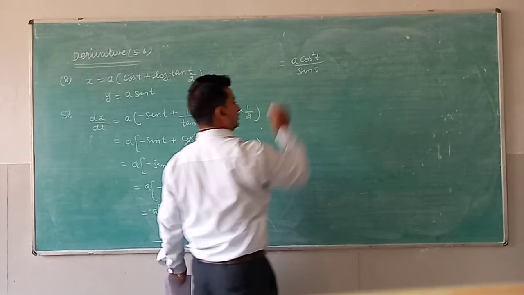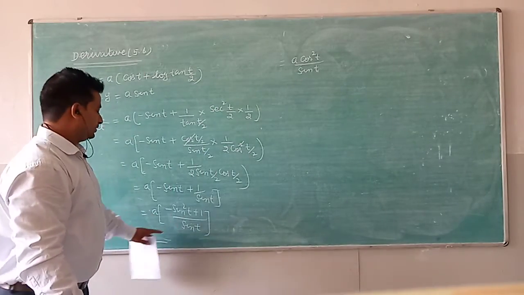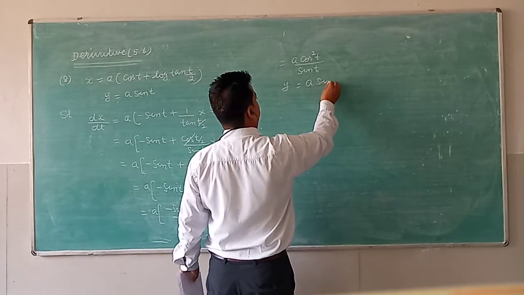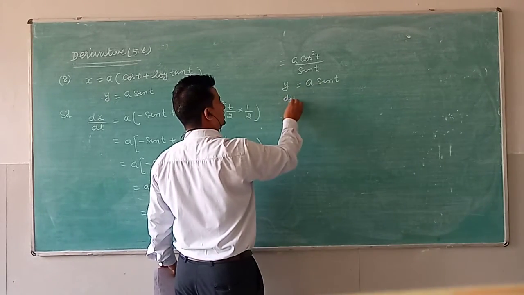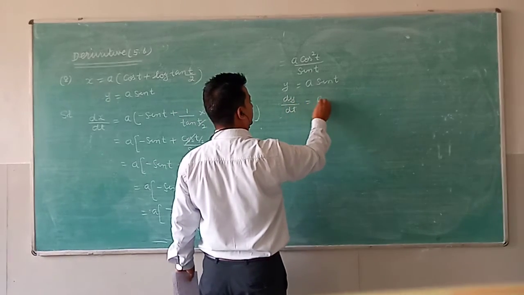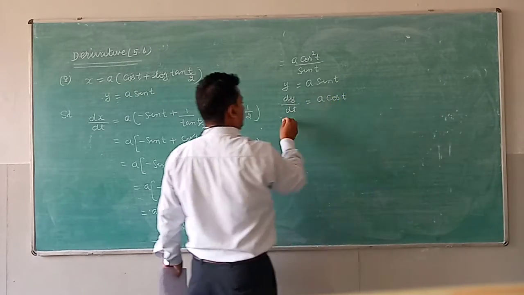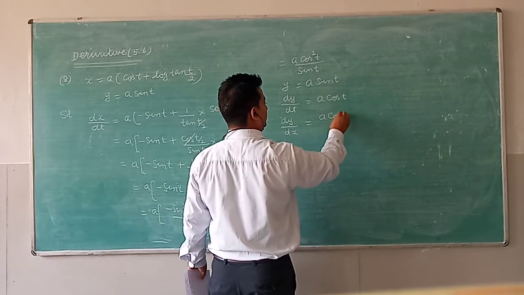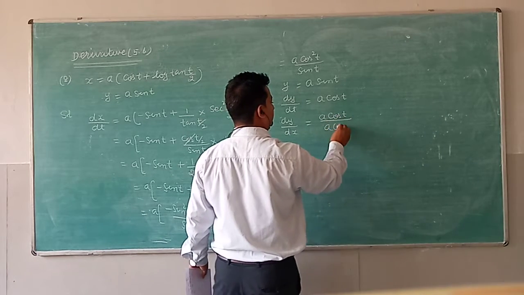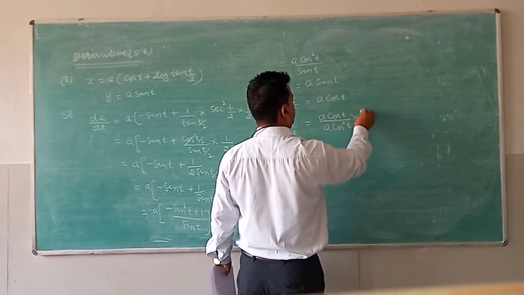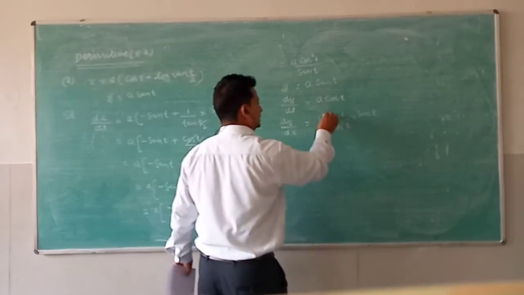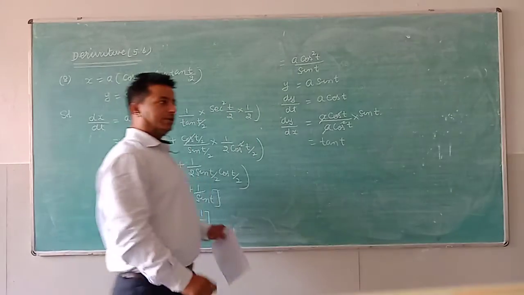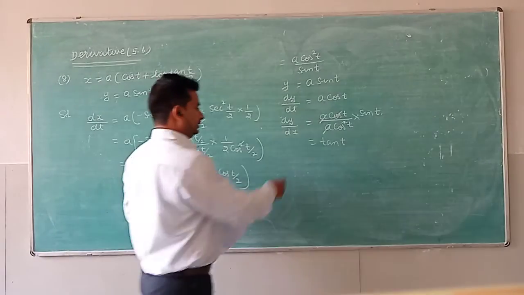So the derivative of x is a cos square t upon sin t, and y is equal to a sin t. When we differentiate this with respect to t, we get a cos t. So dy upon dx is dy upon dt upon dx by dt. This is cos t into sin t upon cos square t. This cancels out. Sin by cos is tan t. So the derivative of this question is tan t.